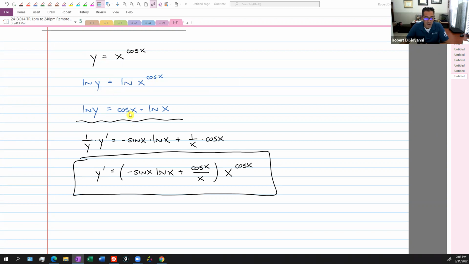Take the log on both sides. Pop the cosine x out. Differentiate: 1 over y times y prime. Product rule: the derivative of cosine x is negative sine x times the second one, plus the derivative of natural log of x, 1 over x, times the first one. Once I've got that, put it in parentheses and multiply both sides by y. y was x to the cosine x. There it is.